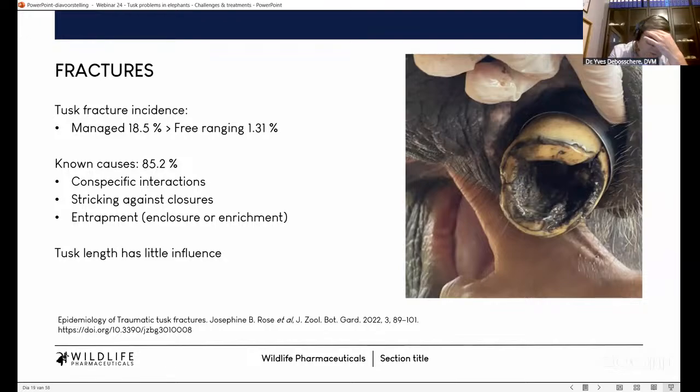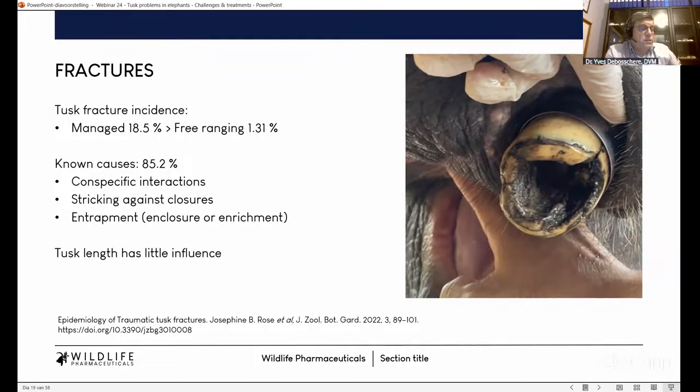Lately, I spoke to the vet of the Kenyan Wildlife Center, and he said that in Kenya they see a tusk fracture once a day. I think that can be right if you see that the free ranging rate is 1.3% of possibility. Given the number of elephants they have, it's normal that you can have one a day. Even there, they see it as a problem because they see elephants dying from tusk fractures. If there is an open pulp and there is irreversible pulpitis and infection, the elephants die from that. So they are also interested to see what the possible treatments are for these animals.